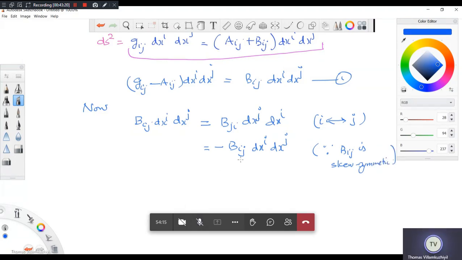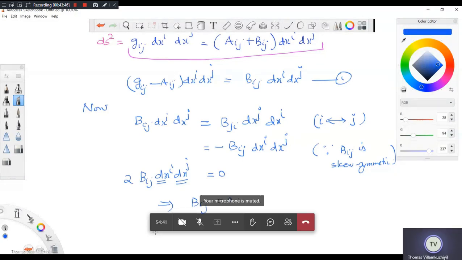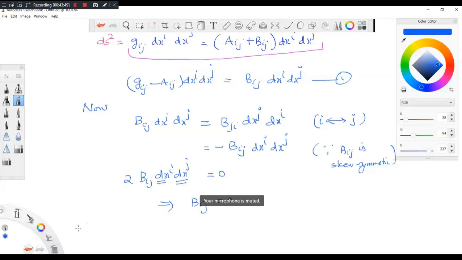So now take it to one side. So this will become 2 times Bij dxi dxj equal to 0. And you know dxi dxj, they are coordinate differentials. They are arbitrary. They cannot be 0. Okay, so which implies that Bij equal to 0. This implies that Bij equal to 0. Okay.